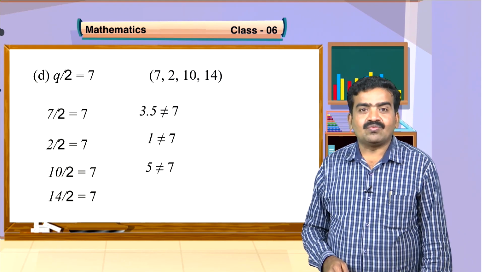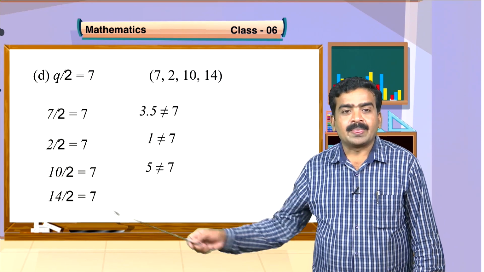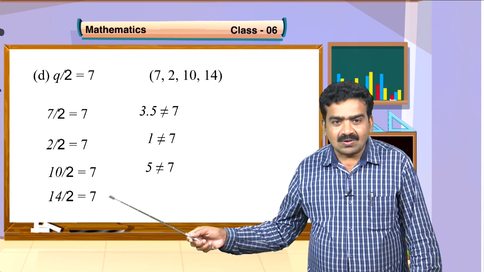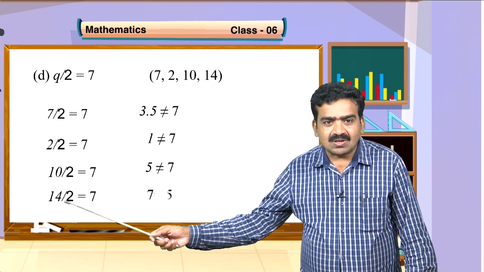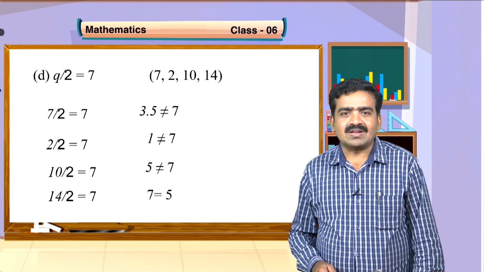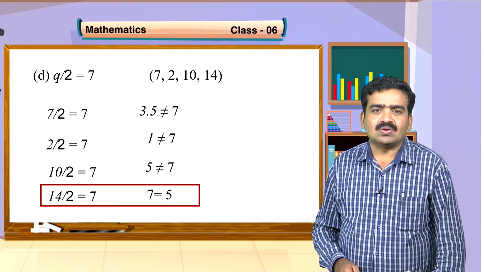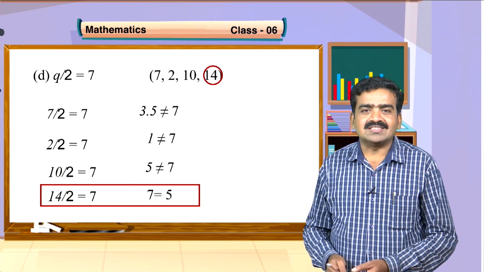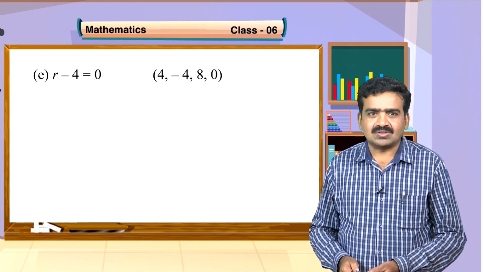What about when 14 is substituted in place of Q? 14 divided by Q is equal to 7. When we substitute, the left hand side gives us 7. Therefore, 7 is equal to 7. The equation holds good. Therefore, 14 is the answer for the given question.